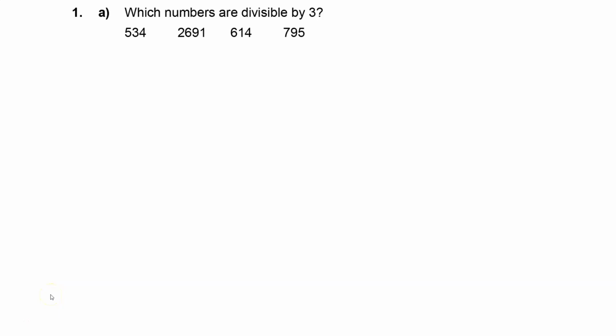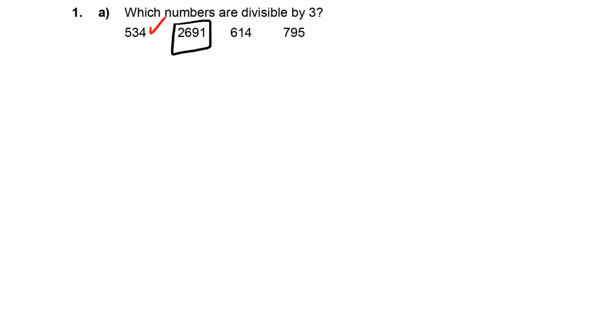Which numbers are divisible by 3? Remember, for a number to be divisible by 3, the sum of its digits has to add up to a number that is also divisible by 3. So 5 plus 3 plus 4: 5 plus 3 is 8, plus 4 is 12. We know that 12 is divisible by 3 evenly, so therefore we can say that 534 is divisible by 3.